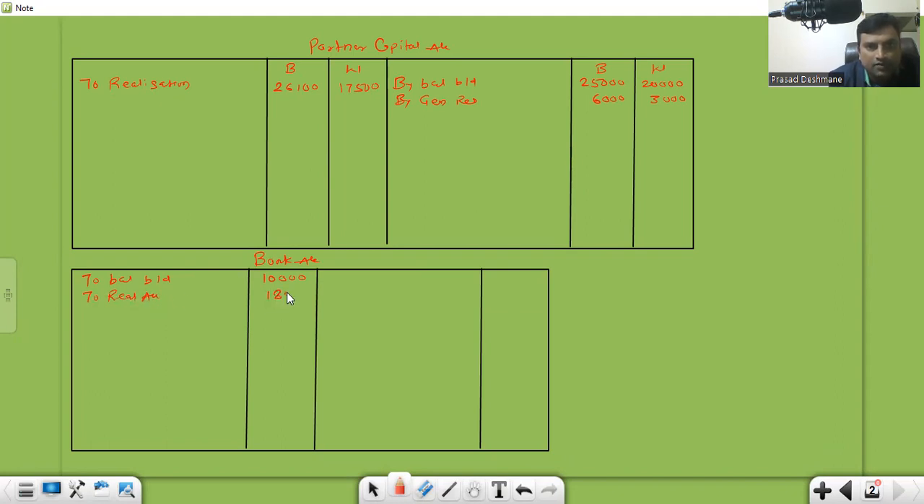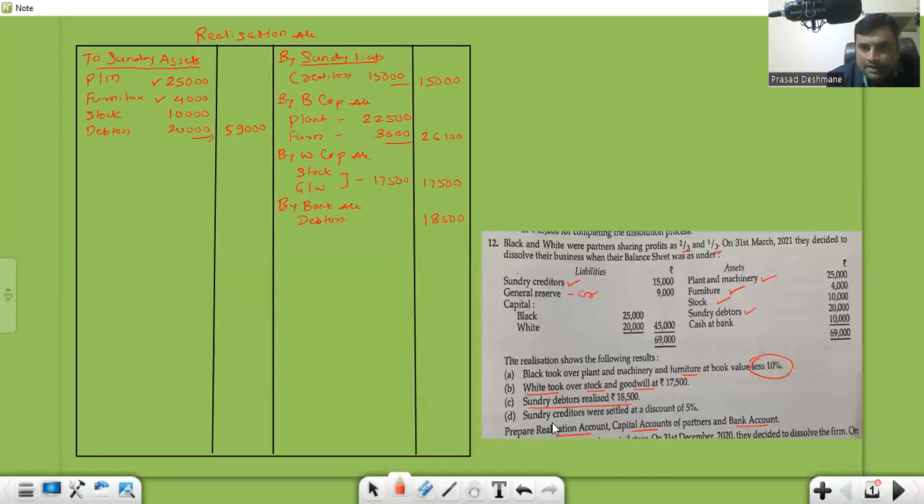How much? 18,500. Correct. Now, creditors were settled at a discount of 5%. Settle means what? We made the payment to them. How did we make the payment? After getting a 5% discount. Creditors, we need to pay now. We paid them at 5% discount.